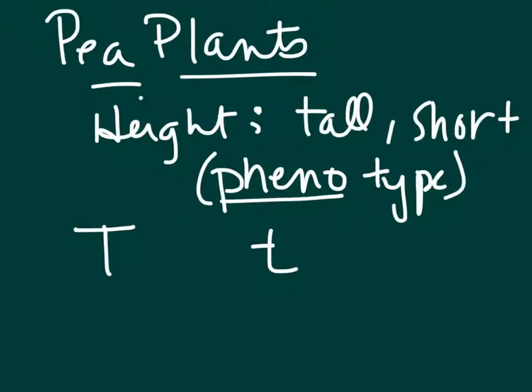You can't have a medium pea plant. You have either tall or short, which is what's considered for a pea plant. Double T. Okay. Doesn't work that way in humans. Only for pea plants will that work for height.